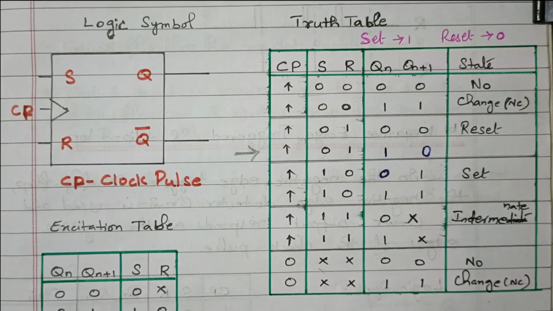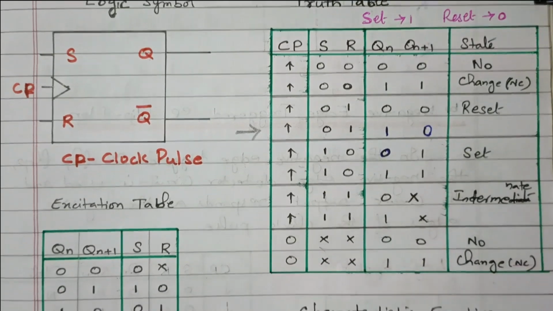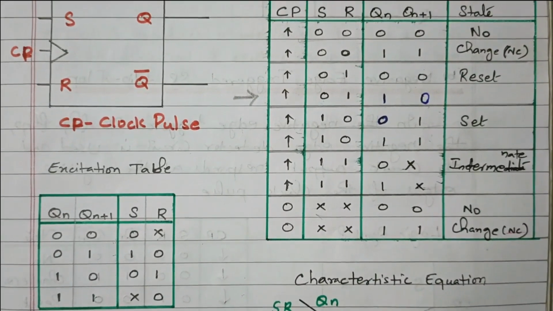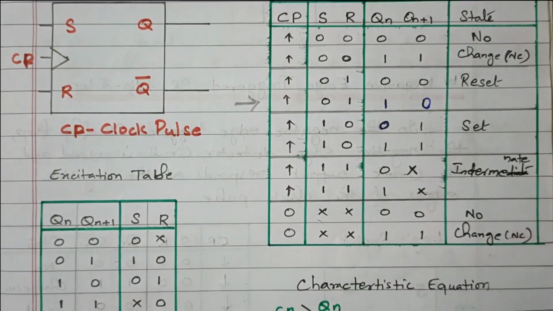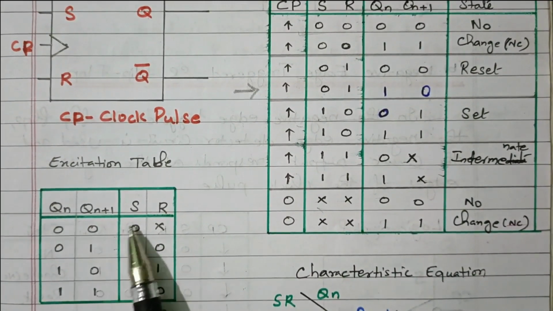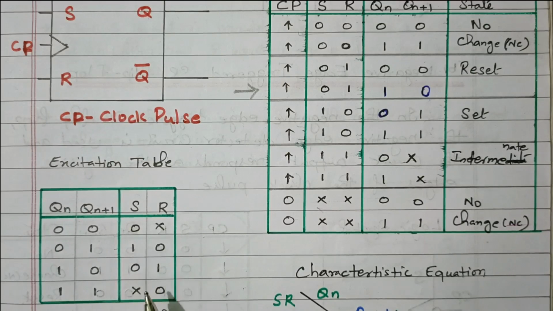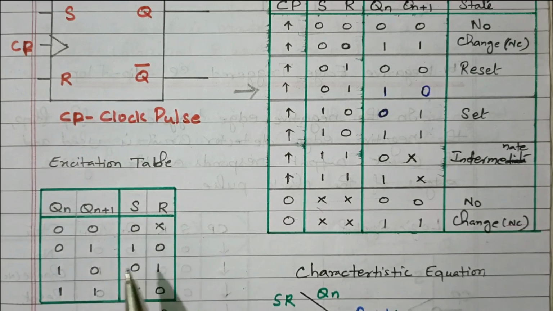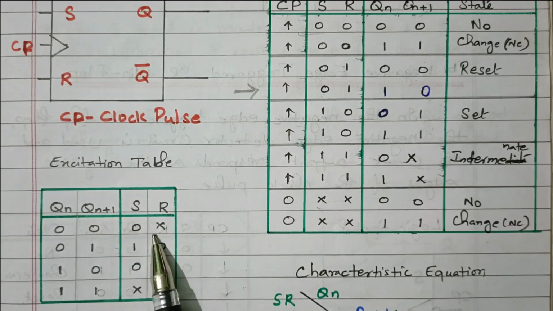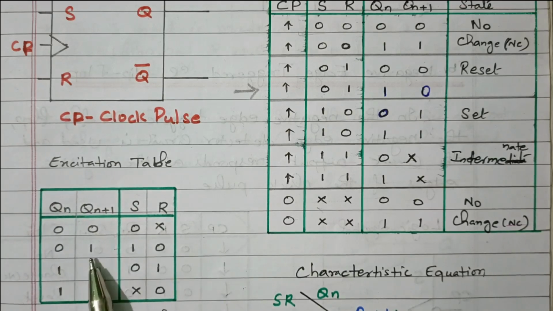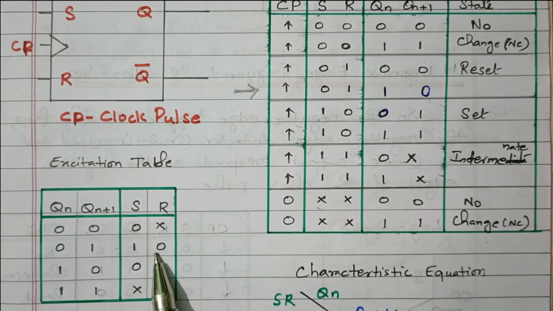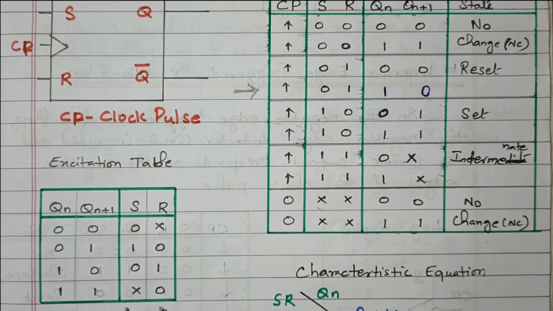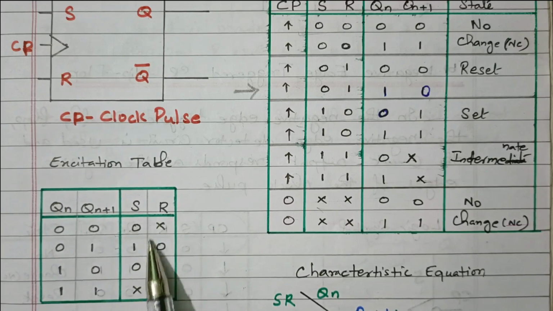From that we can go for the excitation table. That is a very important excitation table. We will see what the excitation table is. From the output we need to decide the input. So this is present state, next state, and S and R, two inputs. For example, present state is 0, next state is also 0, what is the input we need to apply? Present state is 0, next state is 1, what is the input we need to apply? 1 to 0, what is the input we need to apply? 1 to 1, what is the input we need to apply? From output, we are checking the input.